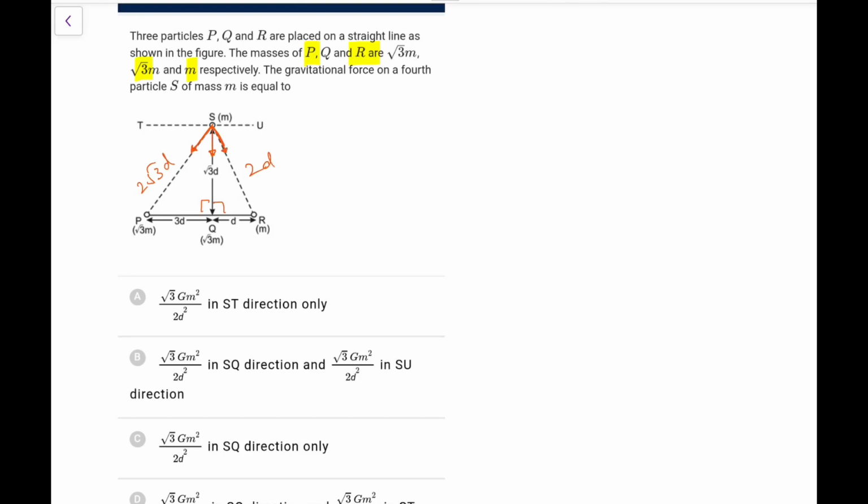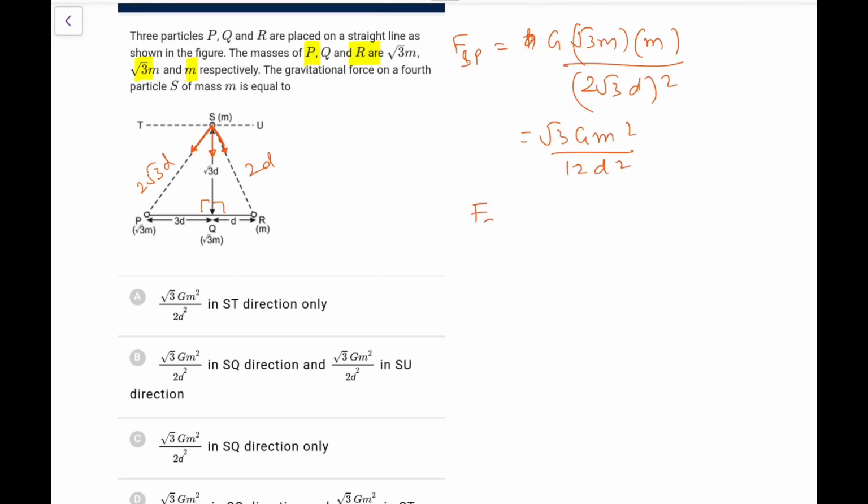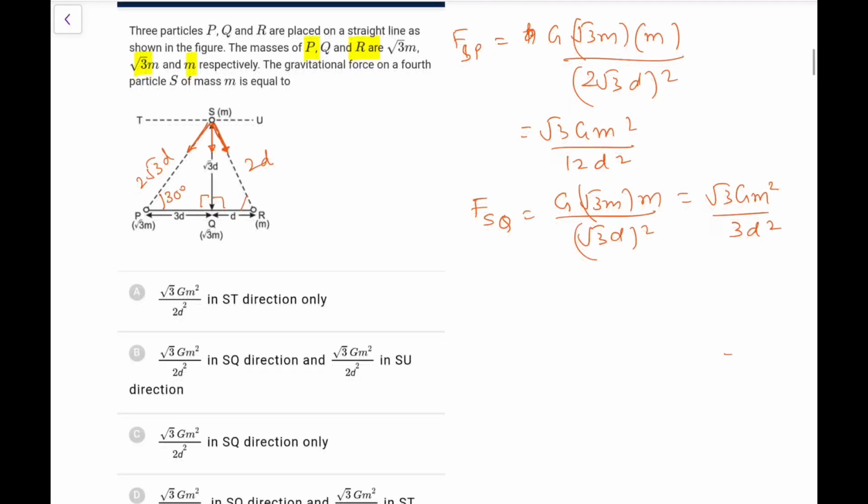Now let me have the values. The first one, the force on S due to P, the magnitude, would be G times root 3m into m upon 2 root 3d whole square. So it becomes root 3 G m square, and this is 12d square. F on S due to Q would be simply G into root 3m into m upon root 3d whole square, so that becomes root 3 G m square by 3d square. If I call this f naught, this would be 4f naught.